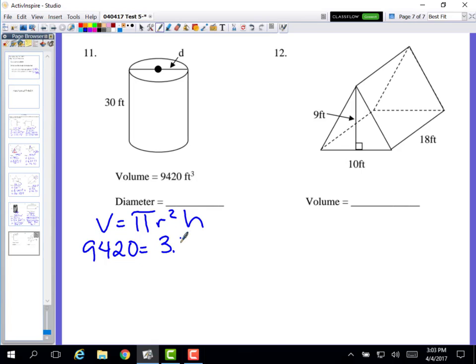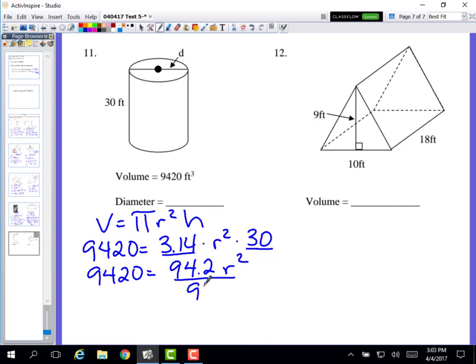I know pi is 3.14. I don't know the radius, so I'm going to leave that as radius squared, but I do know my height is 30. Again, what I've taught is put things together that can go together that's on one side. So we end up with 9,420 is equal to 3.14 times 30 gives us 94.2 r squared. So we divide both sides by 94.2. We end up with r squared equaling 100.